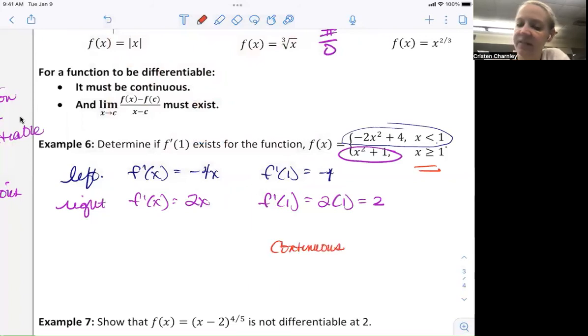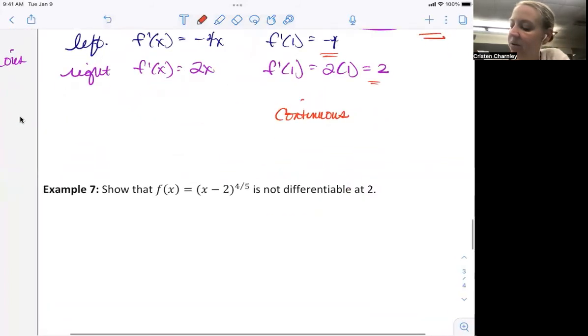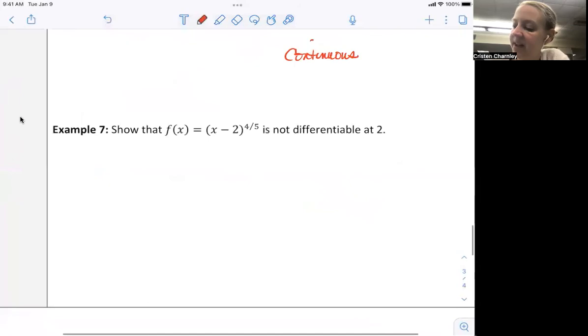So the limit from the left is equal to the limit from the right. So the function is continuous, but it's not differentiable because these two slopes are not the same. Okay. Now, if we look at example 7, show that f of x equals (x minus 2) to the 4/5 is not differentiable at 2.